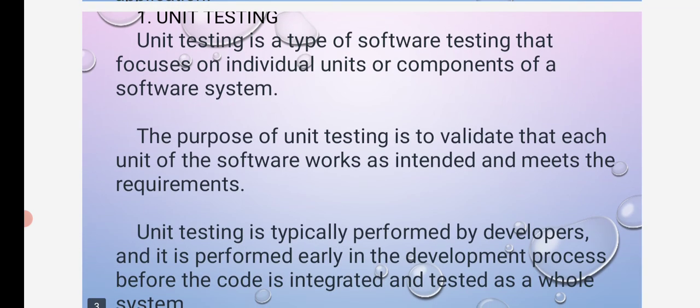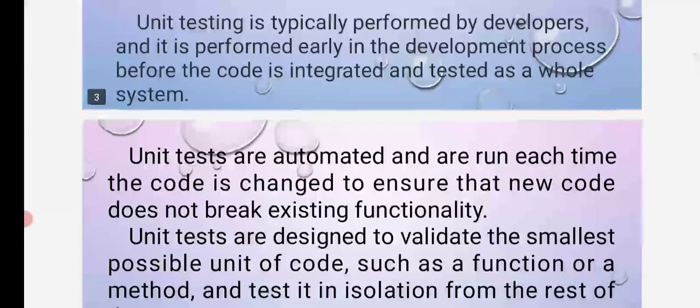Then unit testing. Unit testing is a software testing that focuses on individual units or components of a software system. The purpose of unit testing is to validate that each unit of the software works as intended and meets the requirements. Unit testing is typically performed by developers, and it is performed early in the development process before the code is integrated and tested as a whole system.